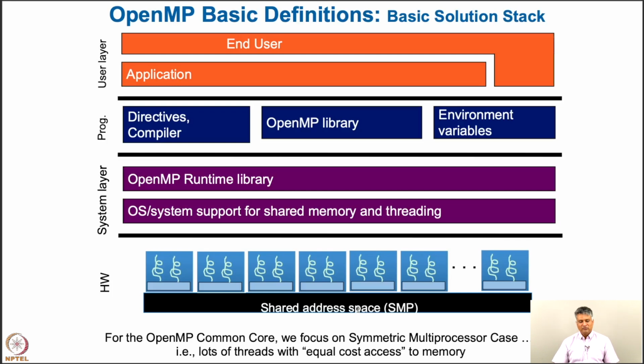So, one of the things that we need to understand here is that we can now run lots and lots of threads on these multiple cores. Typically, we are limited only by the number of cores that we have on our machine, and a lot of these threads will roughly have the same cost for accessing memory. As I said earlier, we will not deal with NUMA type machines in this lecture.